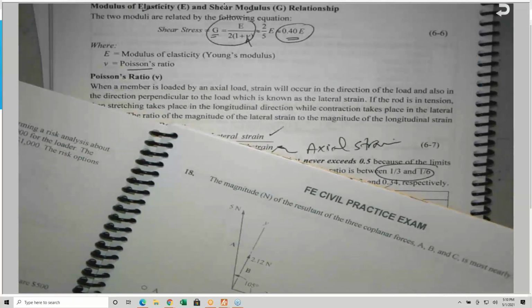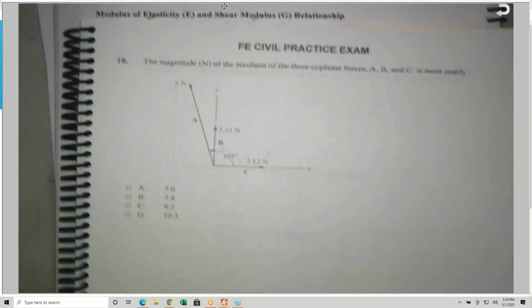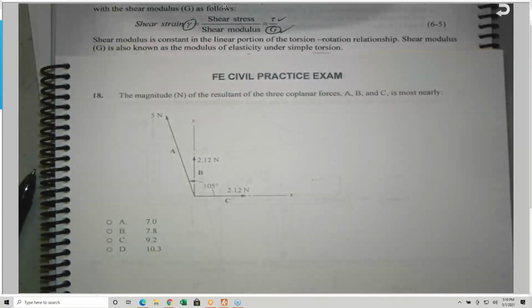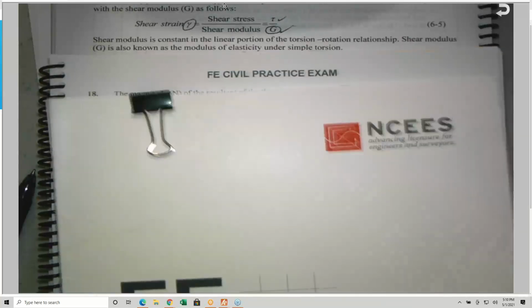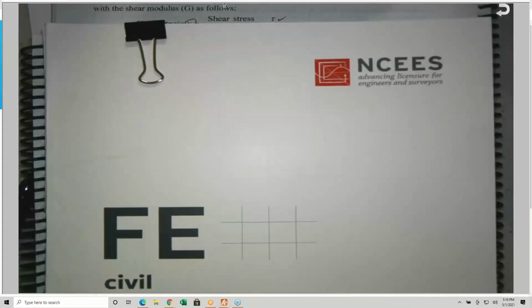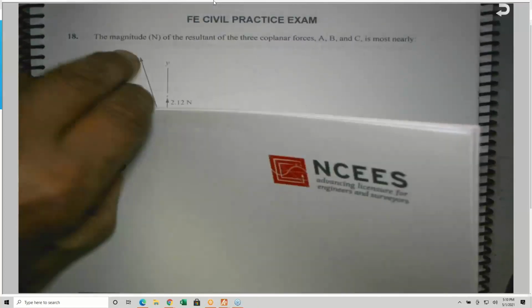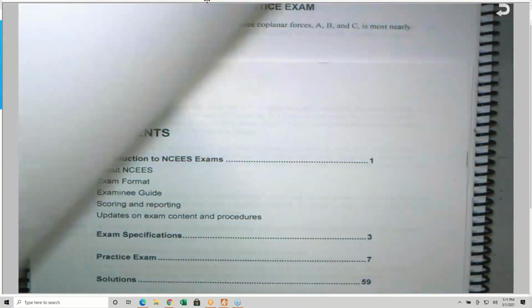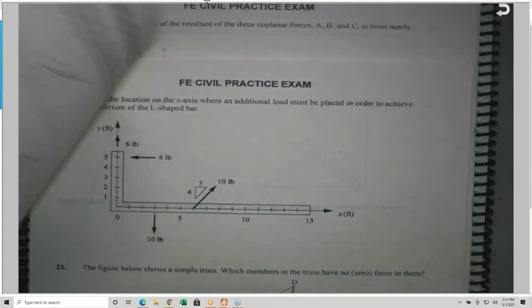I already showed you this before, but this is the NCEES book they sell on their website. This one here, you can order directly from their website. The FE Civil practice exam. They have practice exams for each discipline. So for the FE Civil, I highly recommend you buy this directly from them. It has 100 problems.